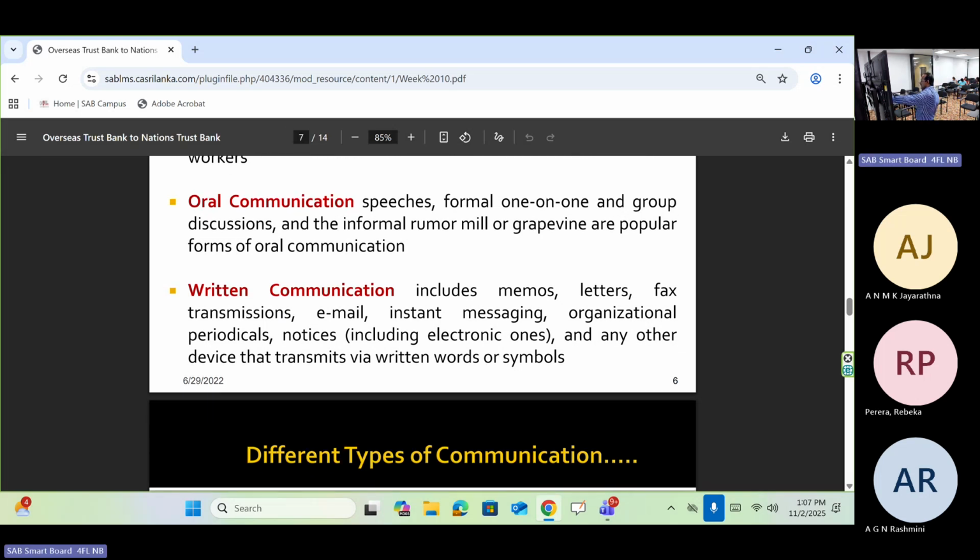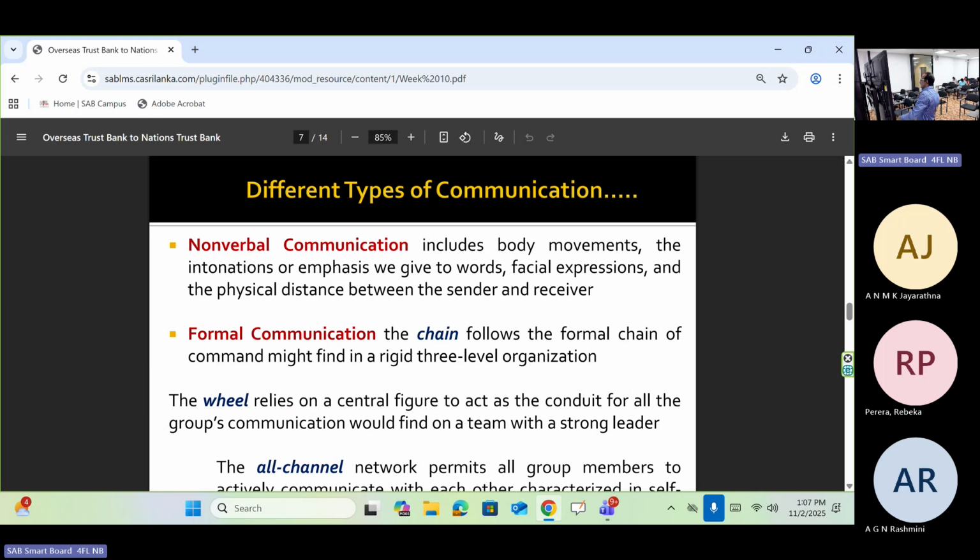Right. Other one is non-verbal, no? Non-verbal means body language. Then appearance, facial expressions, distance, expressions, intonations. All convey the body language.